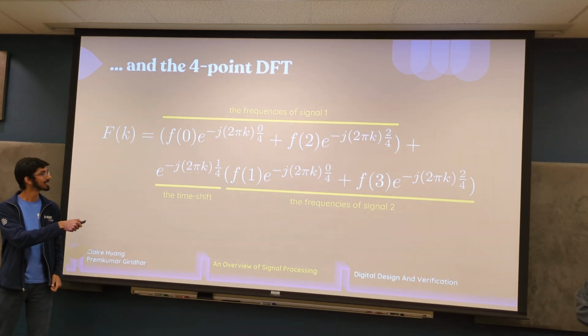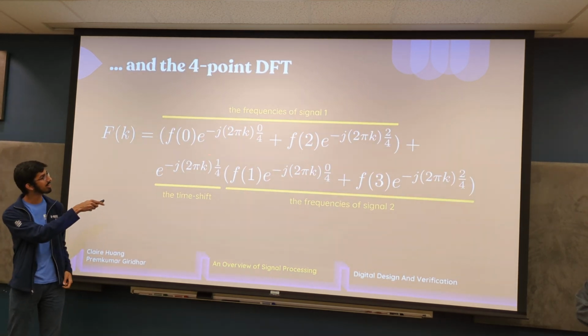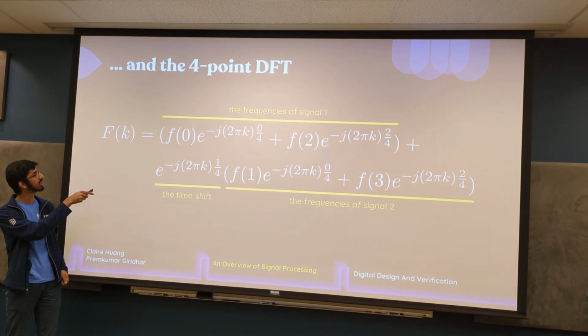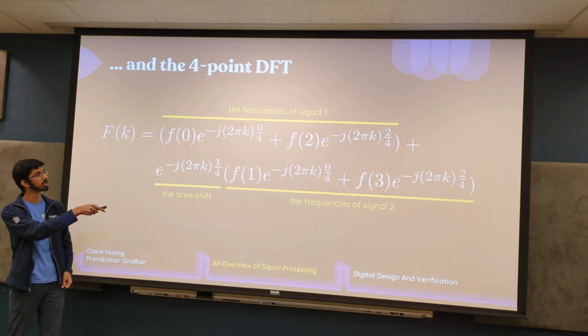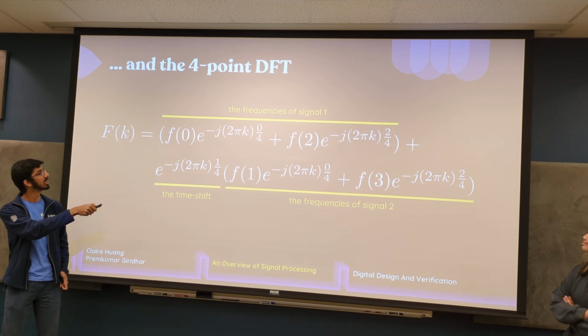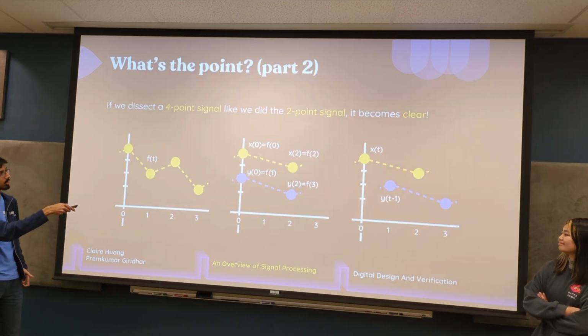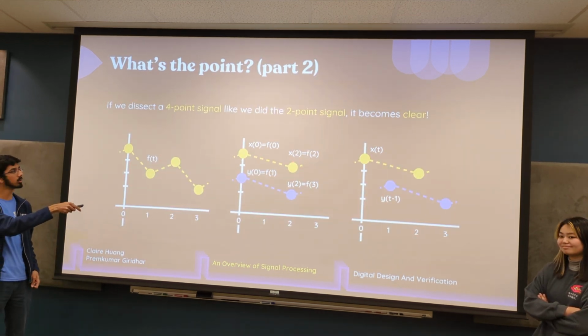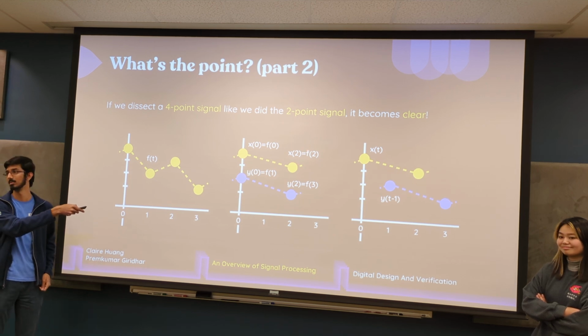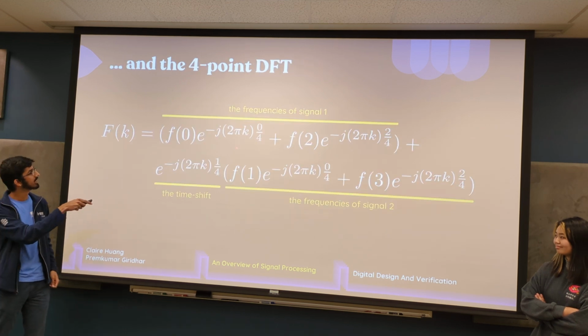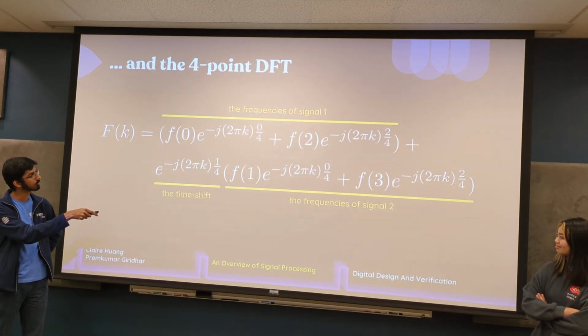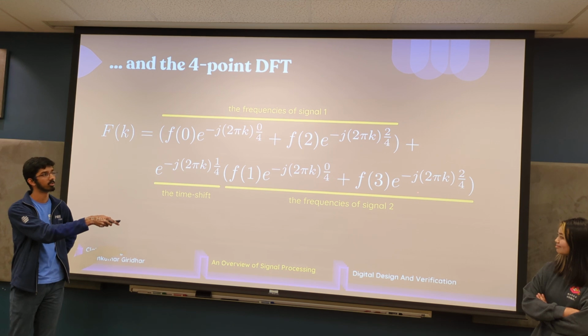Sure. So, you see how here we have an initial signal composed of f of 0 and then f of 2, which is shifted over by some amount. That is corresponding to this yellow right here, where we have f of 0 and then f of 2 is shifted over by some amount. Does that part make sense? And then in this next group, we have f of 1 and then f of 3, which is shifted over by some amount.